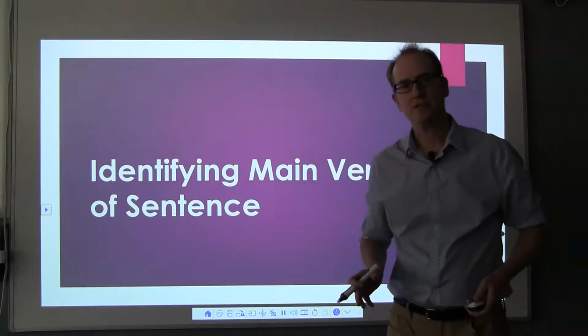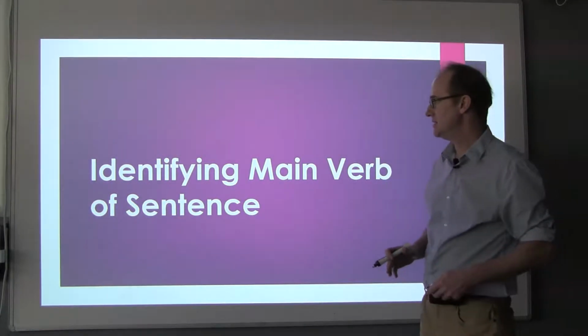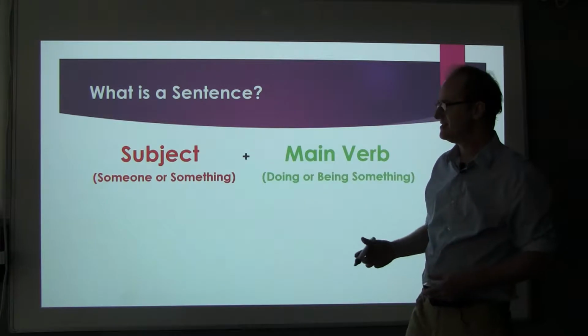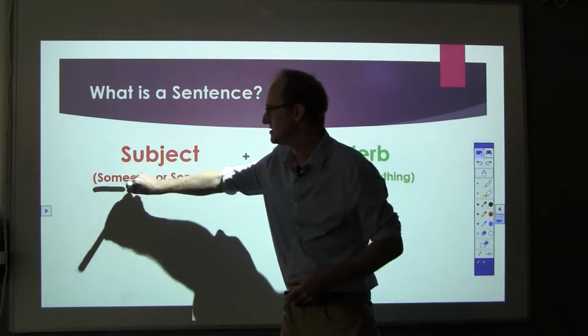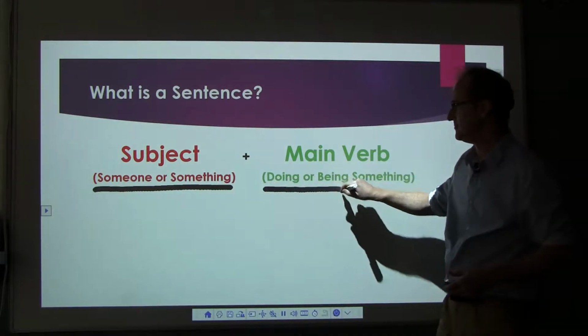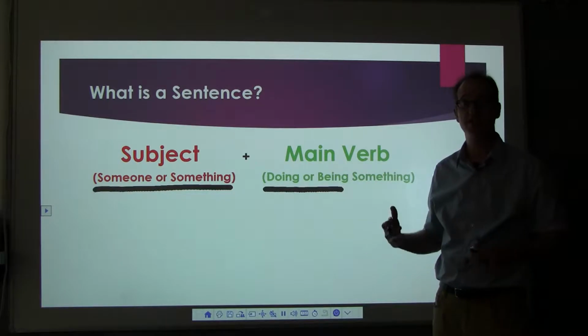In this video, we're going to look at how to identify the main verb of a sentence. First, let's review what a sentence is. A sentence is essentially someone or something, which is the subject of the sentence, doing or being something, which is the main verb. This is all you need in a sentence, is a subject and a main verb.